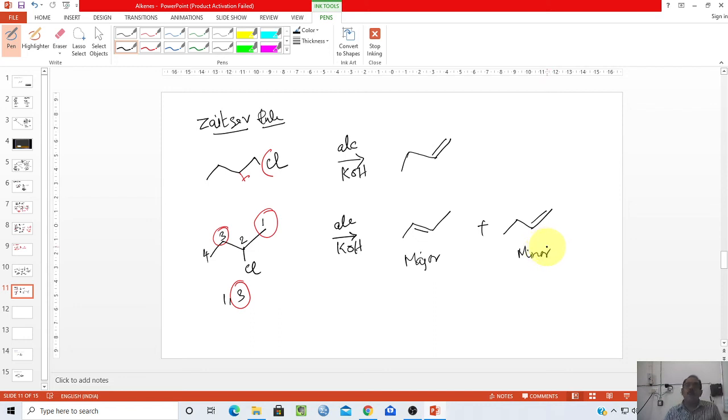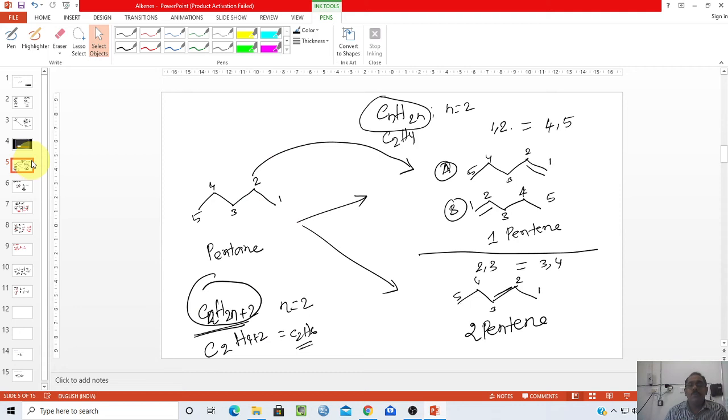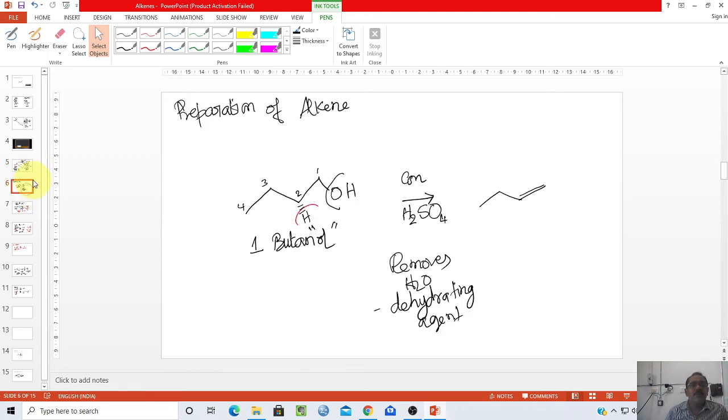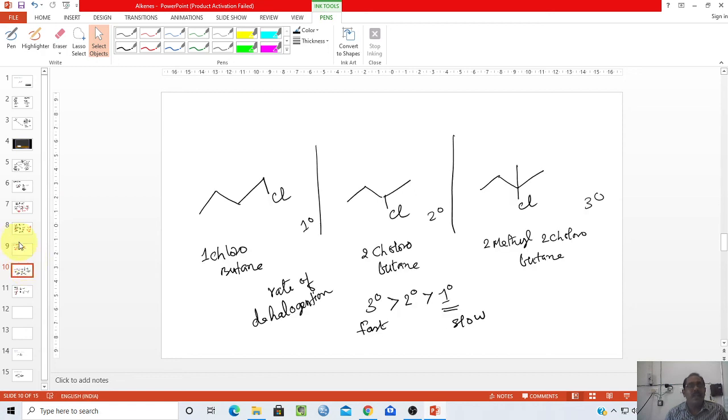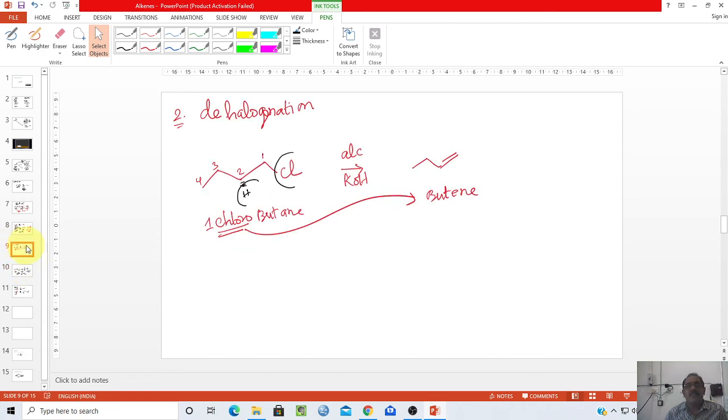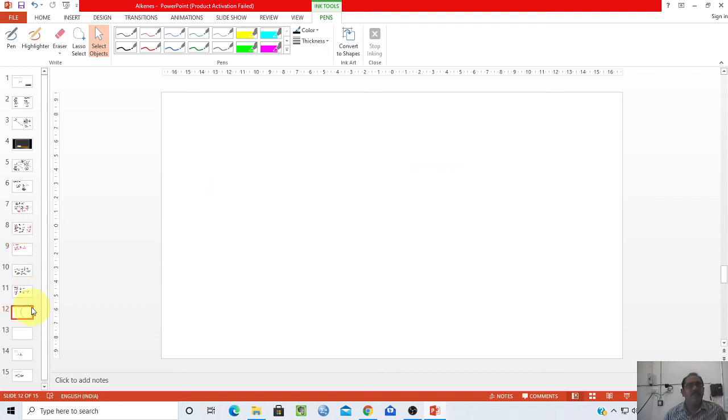So far, how many preparations have we seen? Two. One from dehydration: by taking alcohol and dehydrating it, you will get alkene. The other preparation is the dehalogenation reaction. There are two, and we'll go further to the final one, the third one.